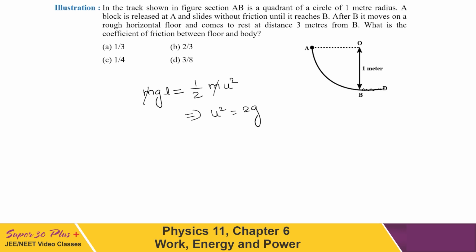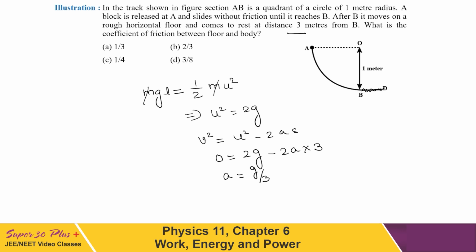Now it has come to rest. So for the irregular path, that is the rough path, we can write v square equal to u square minus 2as. On putting the value of u square, we had got 2g. So it is 2g minus 2a. The distance travelled is 3 meter from here, so it is 3, and the final velocity is 0. On solving this, we will get a equal to g by 3.